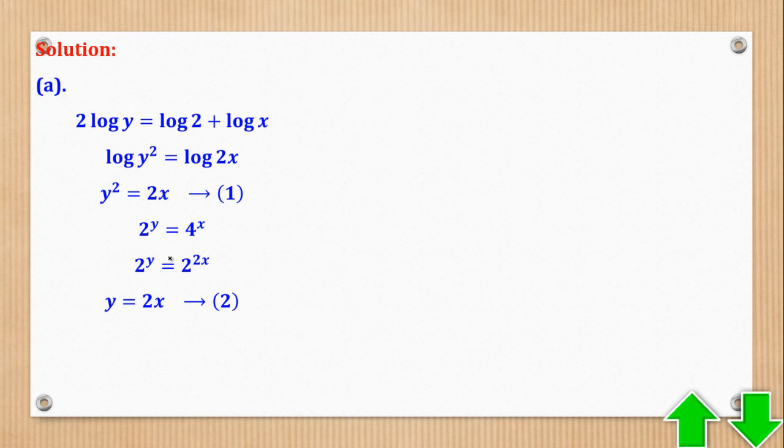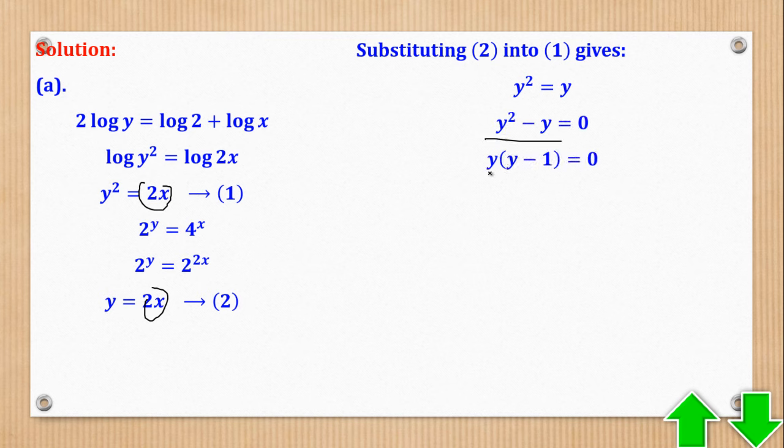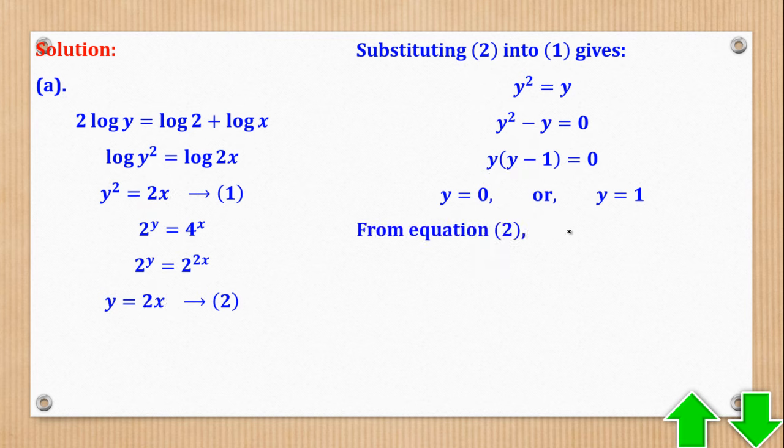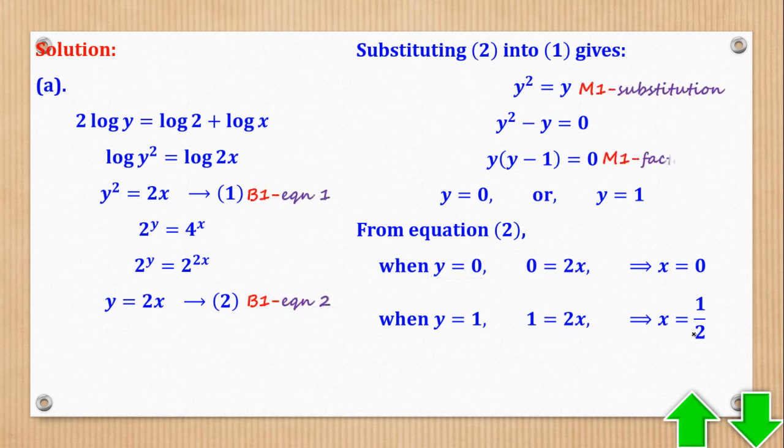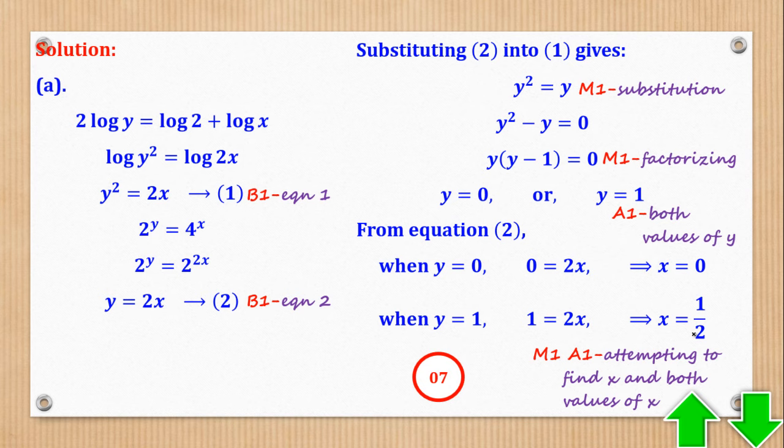So there are two equations, two unknowns, which can be solved simultaneously. The good thing we have this, we have this. So I can substitute for x to come up with that, take everything on one side, factorize, and get the two values of y. So from equation 2, when y is 0, it means that 0 is equal to 2x, implying that x is 0. And when y is 1, it implies that 1 is equal to 2x, implying that x is equal to a half. And that's what they wanted.